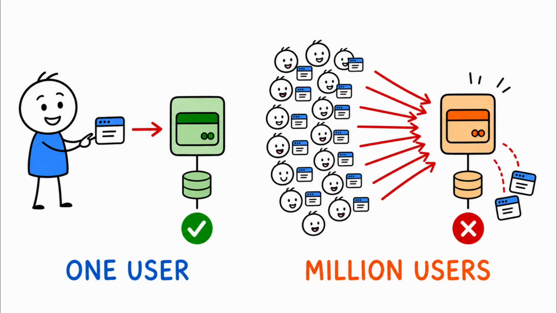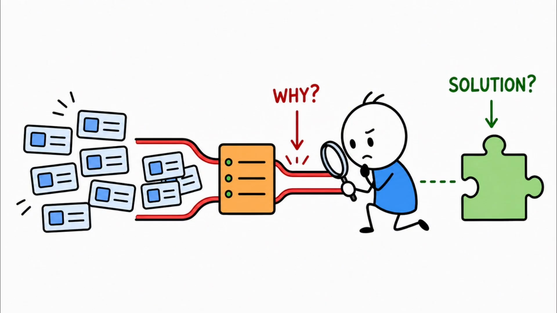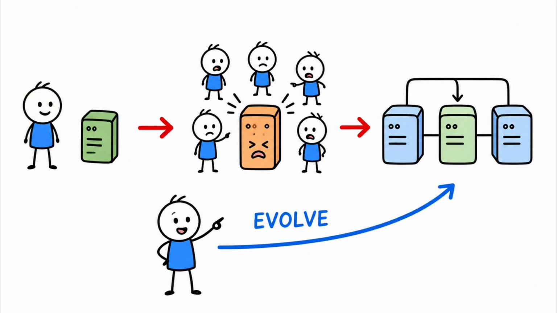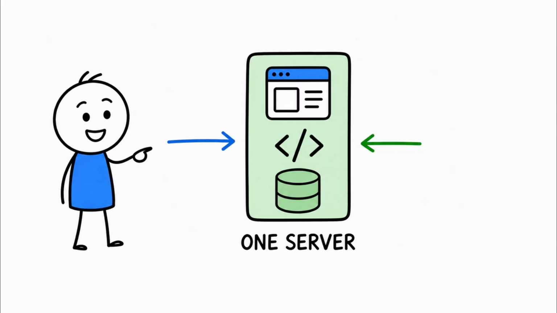A system that works for one user may fail completely when a million users arrive. In this video, we will scale a simple application step by step, identifying each new bottleneck, understanding why it appears, and choosing the right solution, from load balancers and caching to database replication and sharding. By the end, you will understand how real systems evolve from a single server into an architecture capable of serving millions of users. Let us begin with the smallest system that works.